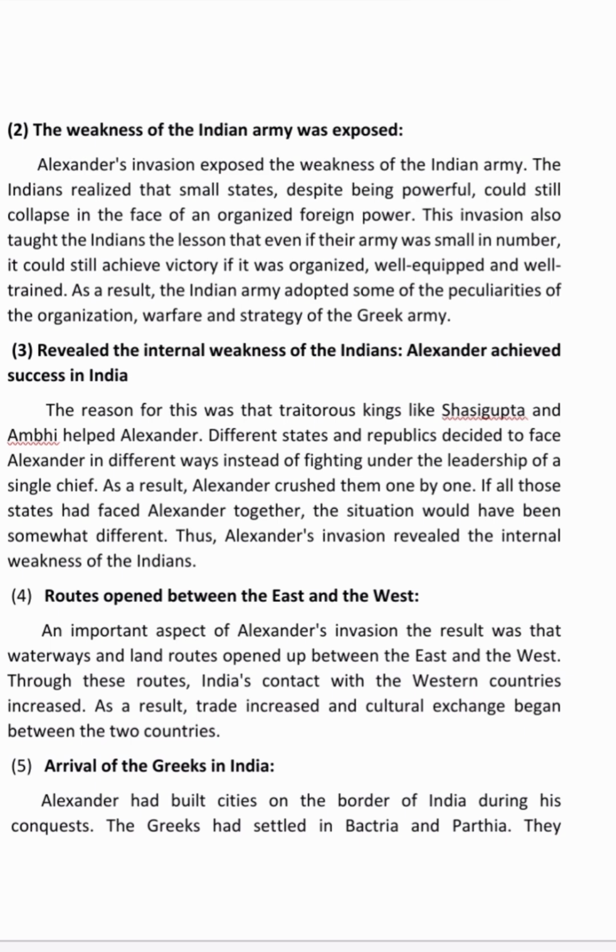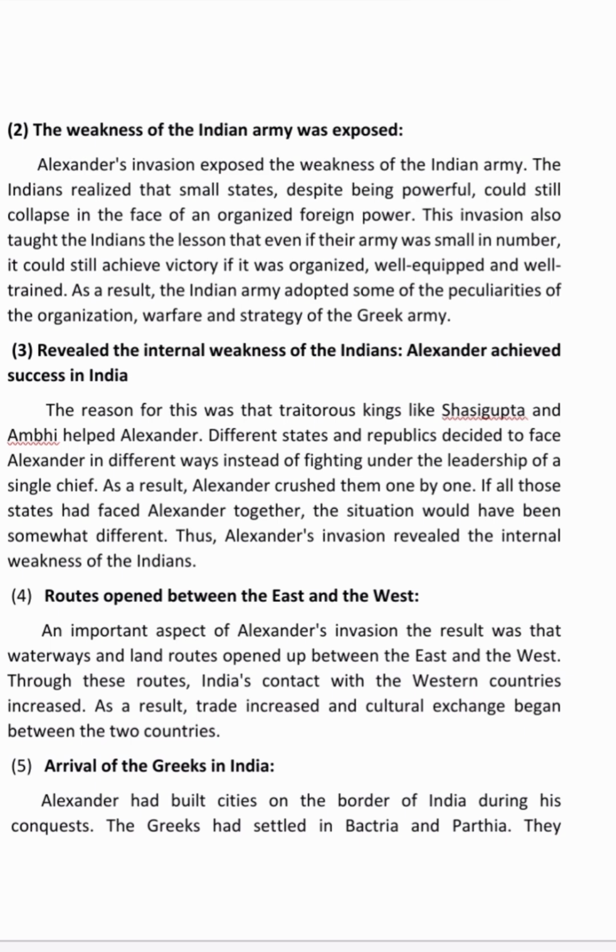Third, the internal weakness of the Indians was revealed. Alexander achieved success in India. The reason for this was that traitorous kings like Sasigupta and Ambi helped Alexander. Different states and republics decided to face Alexander in different ways instead of fighting under the leadership of a single chief. As a result, Alexander crushed them one by one. If all those states had faced Alexander together, the situation would have been somewhat different. Thus, Alexander's invasion revealed the internal weakness of the Indians.